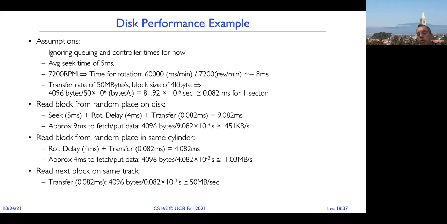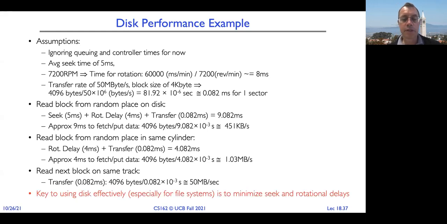But now assume that you just need the next sector on the track. You read sequentially, so you don't need to incur the rotation delay either. So it's 50 megabytes per second, which is 50 times bigger, or 100 times bigger if it's purely random. So now you see the difference between sequential access and random access. If you can access the data sequentially, it's so much faster, at least for the disk.